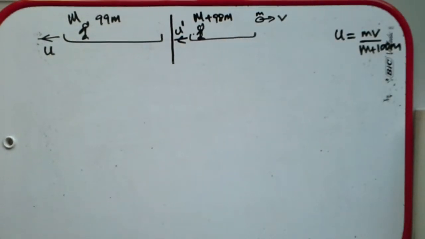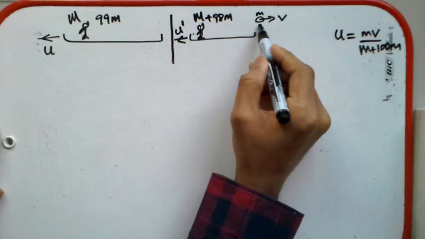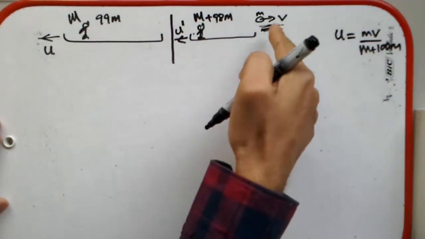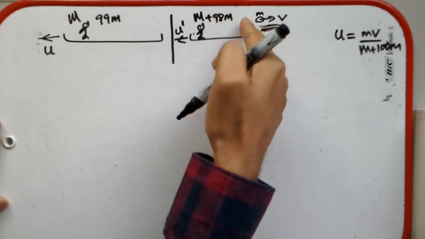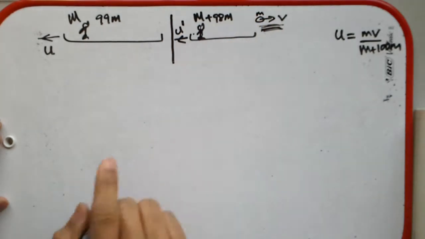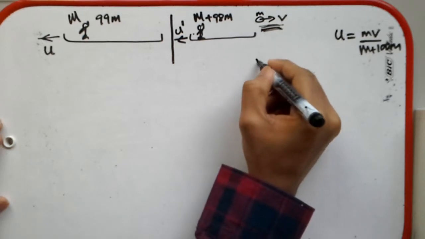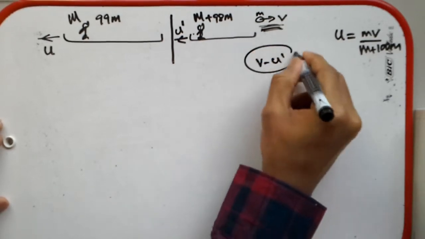Now again, we can apply the same method I used before to find the velocity of this small m with respect to the Earth, and that is very simple. That velocity would be v minus u prime. Remember this.